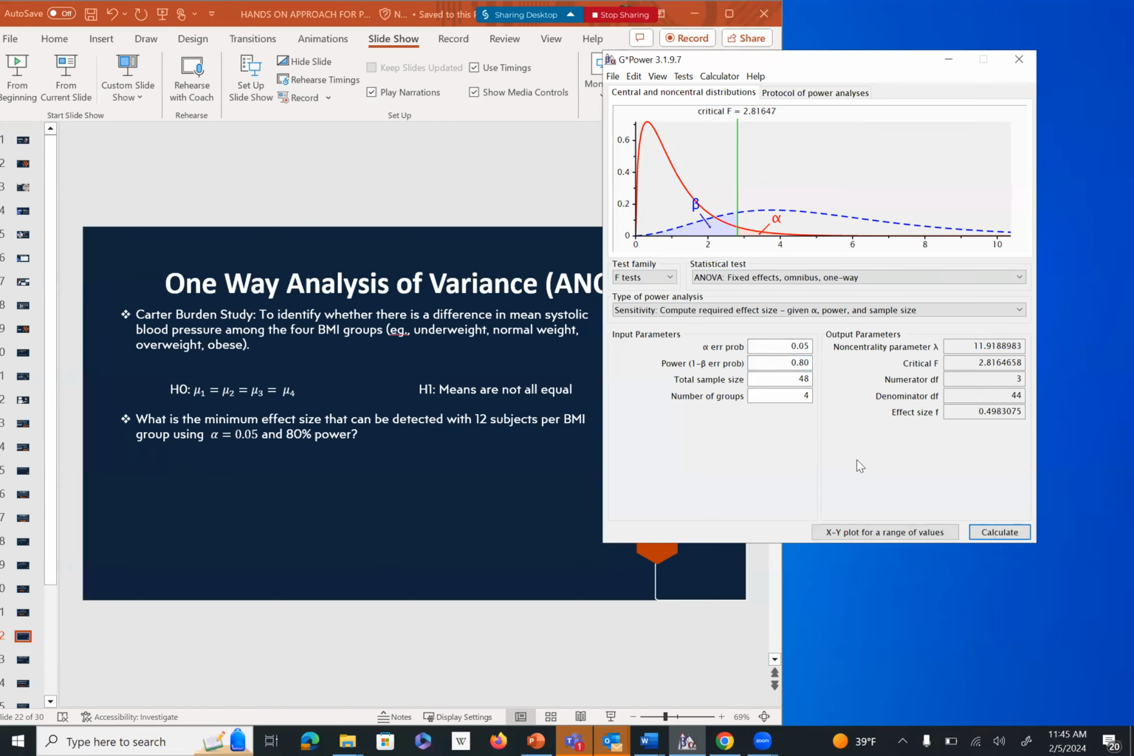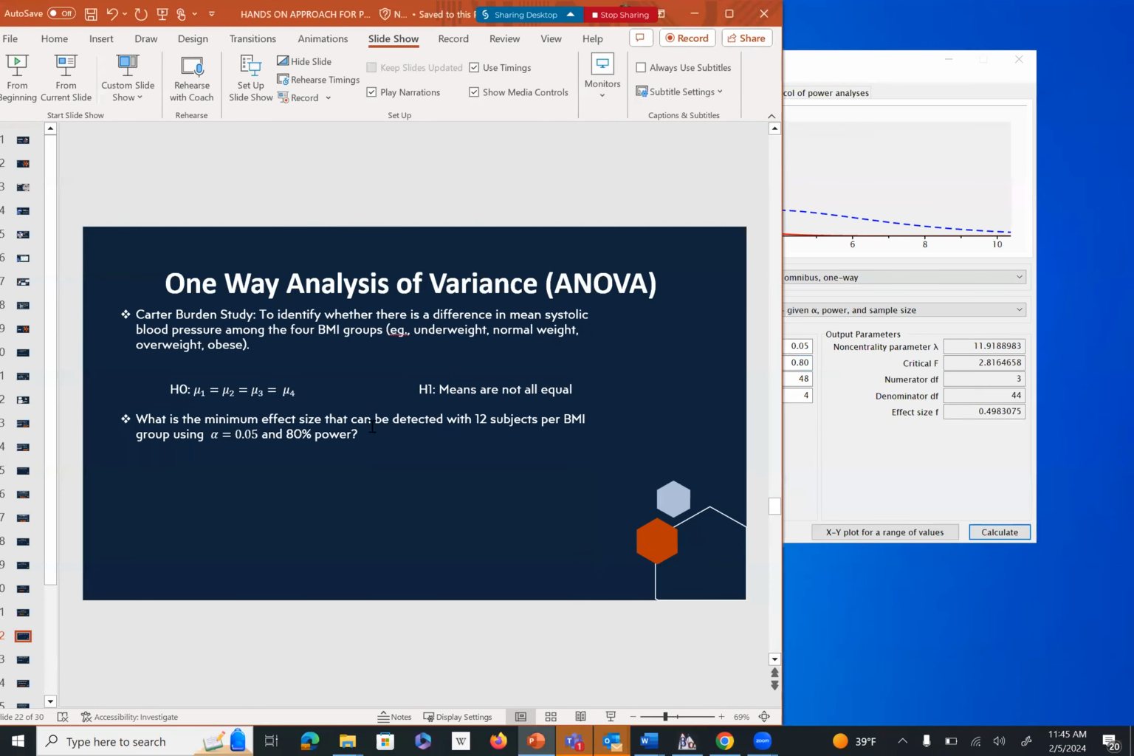Right. So here we'll see that we have an effect size of 0.49, which is a medium to large effect size based off of Cohen's f. Pretty large, because 0.10 was a small effect size, 0.25 was a moderate effect size, so 0.40 and above is a large effect size. Which pretty much means that the difference in the average BMI systolic blood pressures among the 4 groups is large.